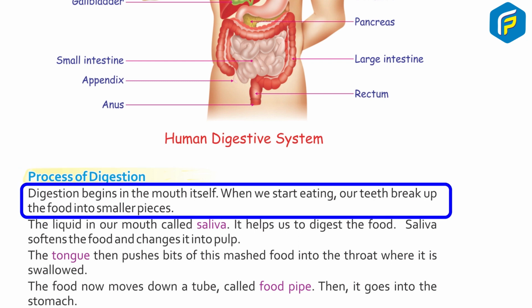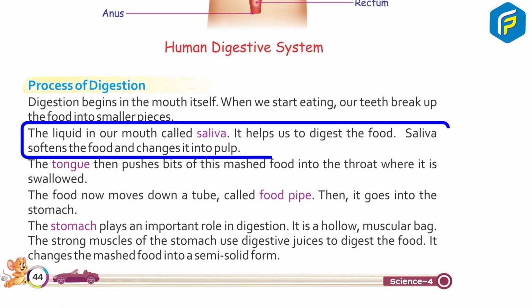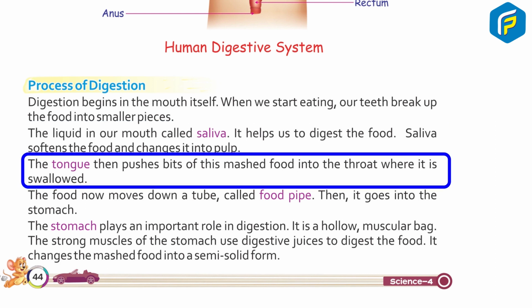Digestion begins in the mouth itself. When we start eating, our teeth break up the food into smaller pieces. The liquid in our mouth, called saliva, helps us to digest the food. Saliva softens the food and changes it into pulp. The tongue then pushes bits of this mashed food into the throat where it is swallowed.